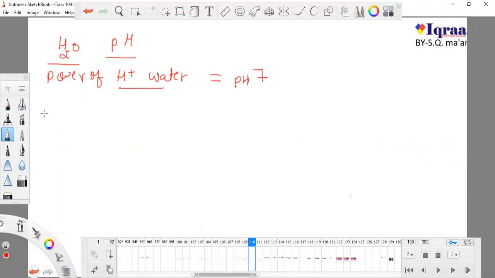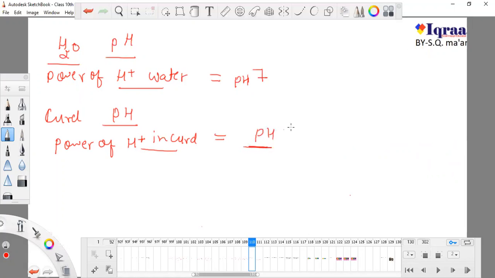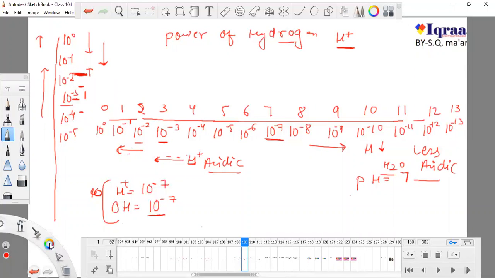I want to write the pH of curd. What is the meaning of the pH of curd? Power of H ions in curd. Suppose it is very acidic, so it will go here, because as you go from 7 to this side, the power of H ion increases.